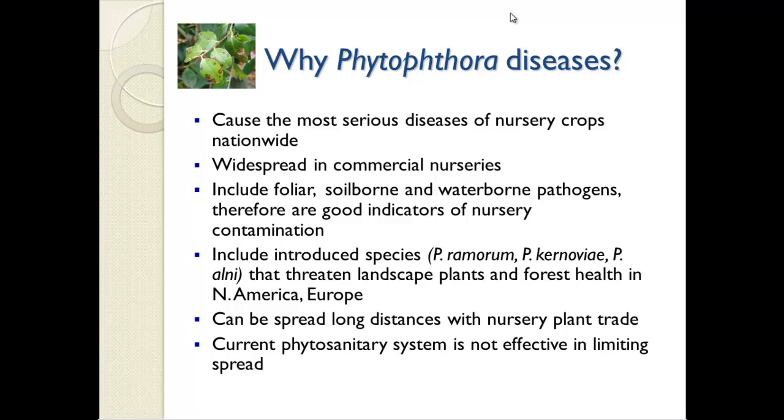And one of these is Phytophthora ramorum, the sudden oak death pathogen. But there are others, such as Phytophthora kernoviae and Phytophthora alni, that exist in Europe but are not yet in North America. And Phytophthora species can spread long distances around the world with the nursery plant trade. And unfortunately, our current phytosanitary system is not effective in preventing the spread of Phytophthora species.